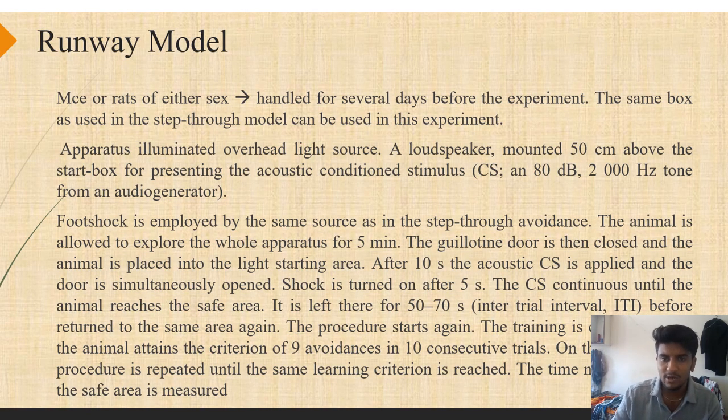So then there's a runway model. I have an image of a runway model as well. Mice or rats of either sex are taken, and in the runway model there can be either foot shock or any acoustic stimulus that is conducted. And 9 avoidances are usually checked in 10 trials.